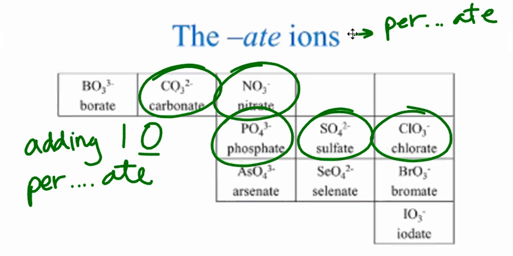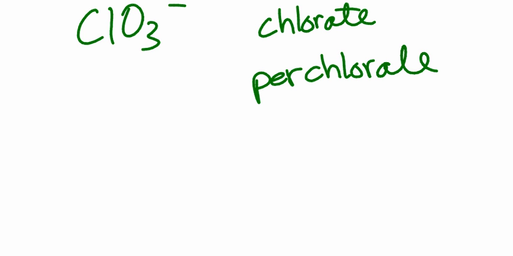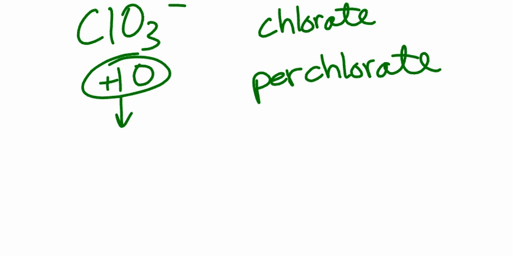Okay, so let's take a look at an example. We're going to go with chlorate, which is ClO3 minus, and we're going to change that into perchlorate. The way I do that is I simply add an oxygen. So plus 1 oxygen, move that down, and it's going to end up with ClO4. And again, my charge does not change.